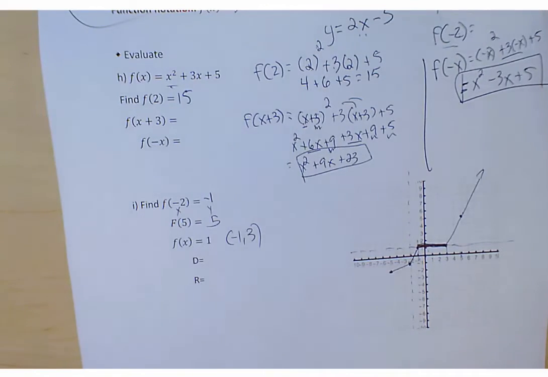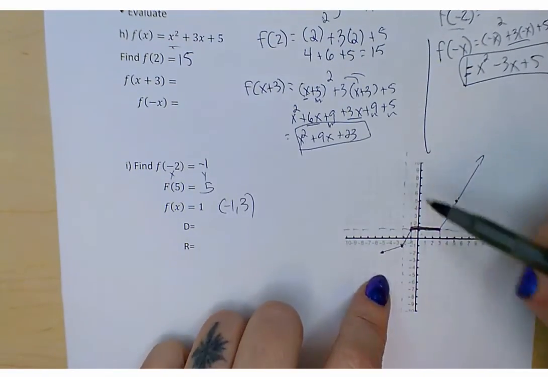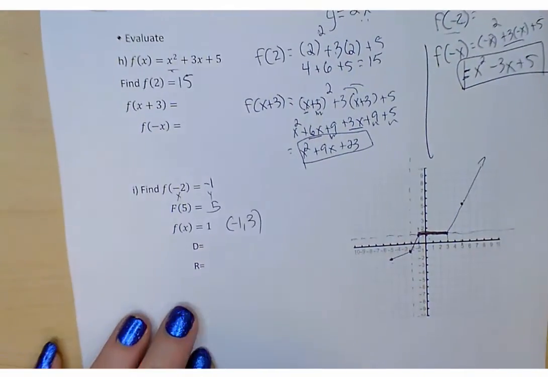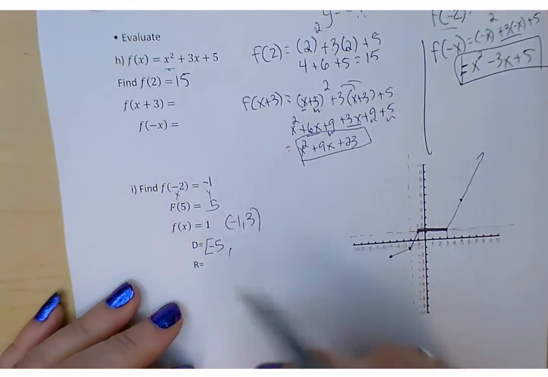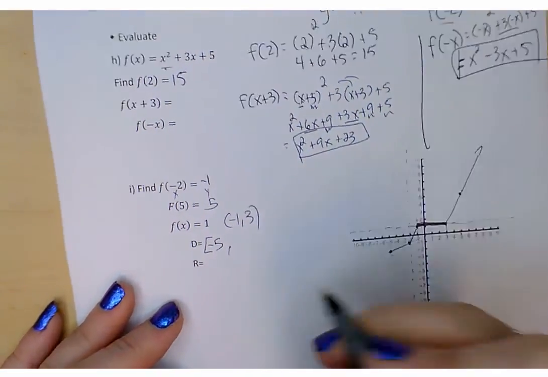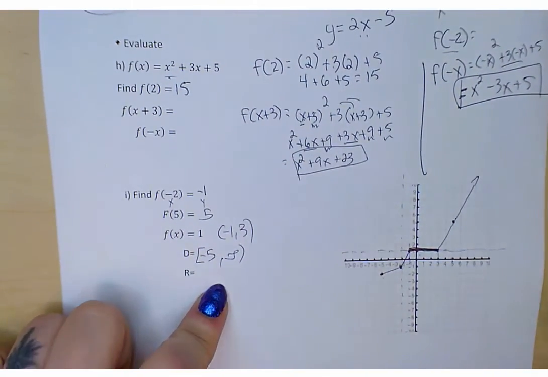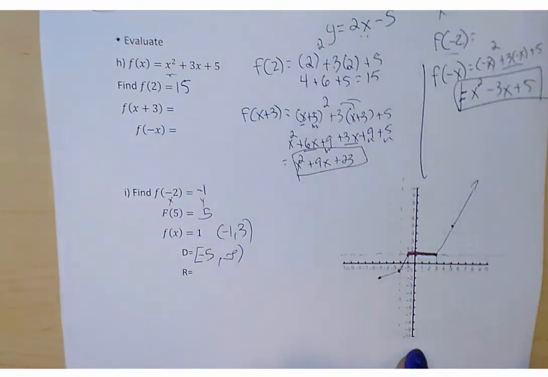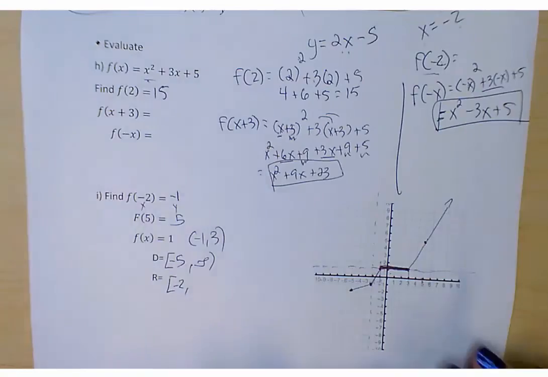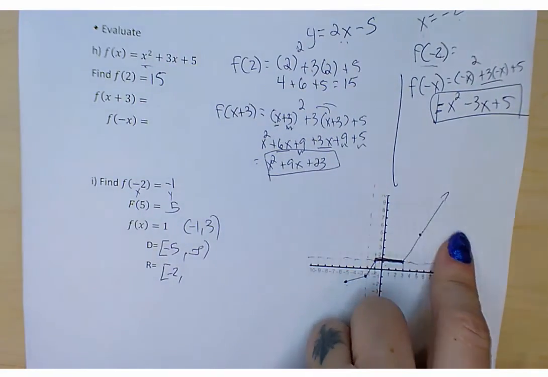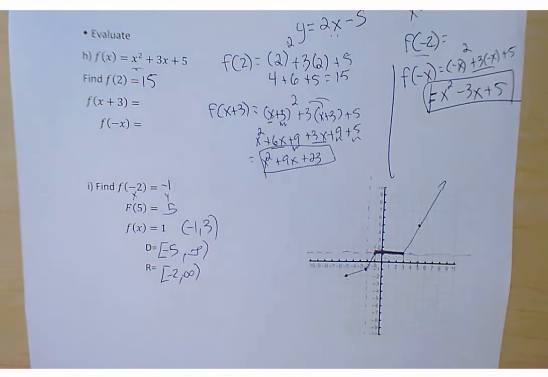Our domain for this function, remember domain, scan left to right. So our leftmost point on our graph is this negative 5. That is a solid point at negative 5. And our rightmost point, we have this arrow. It is going off to positive infinity. Our range is down, up. So starting down, our lowest point here is a negative 2. Our highest point, well, that's shooting off, so that is also going to be a positive infinity.